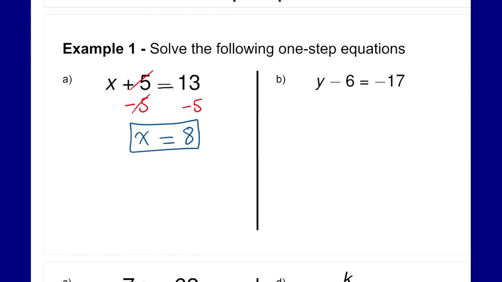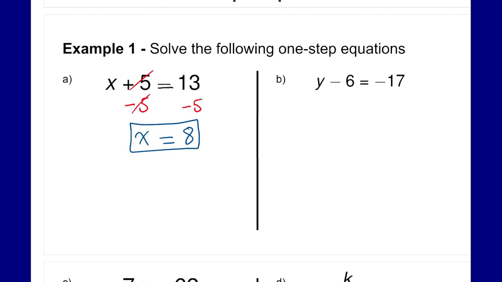Let's look at the next one. y minus 6 equals negative 17. Looks a little bit more complicated because of the negatives. We do have a y, but that's okay. It's still an unknown, so the letters can change. The steps are going to stay the same.